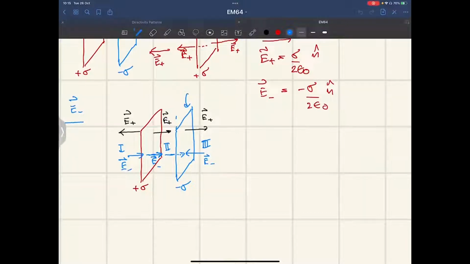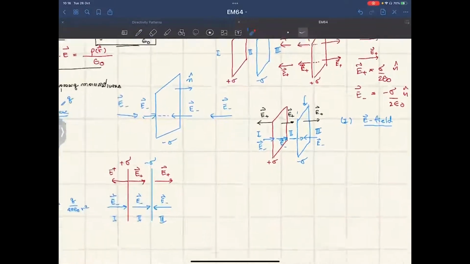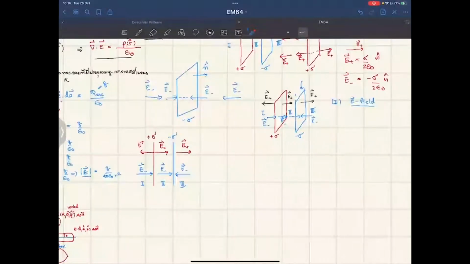Can you tell me what is the first region? What is the electric field in the first region? What happened to the E field here? Are we going to have a charge outside in the first region? Do we have an electric field here in this region? Are we going to have it?